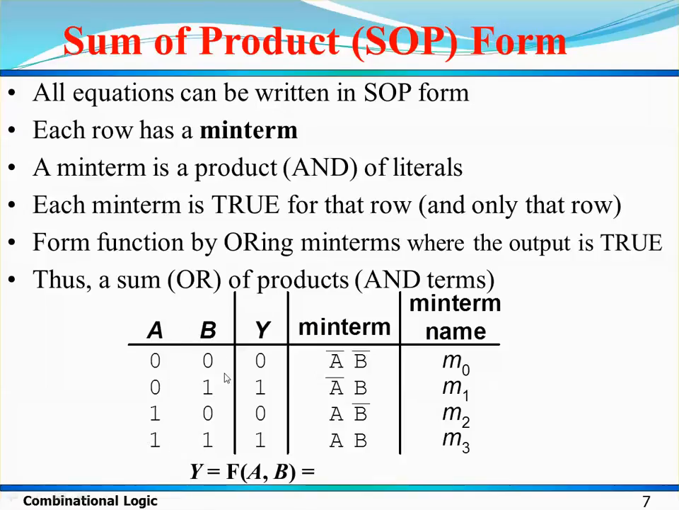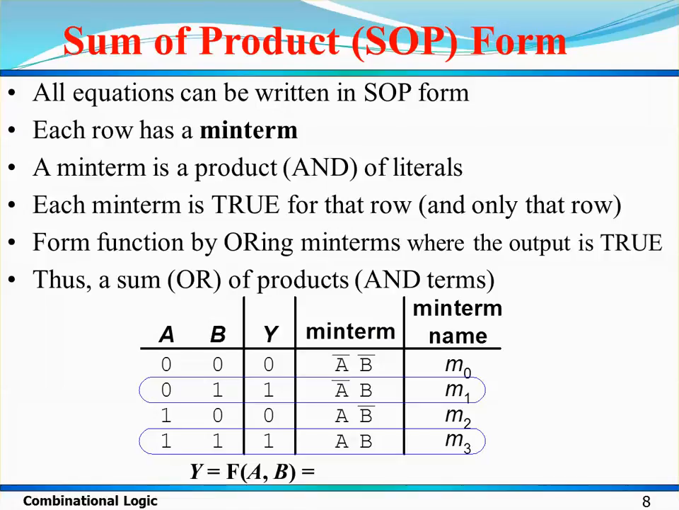Out of these 4 minterms, minterm 1 and minterm 3 produce the output equal to true, which is equal to 1. So each minterm is true for that particular row. So we have to consider this minterm and this minterm, this product and this product, and then we need to add those two products.